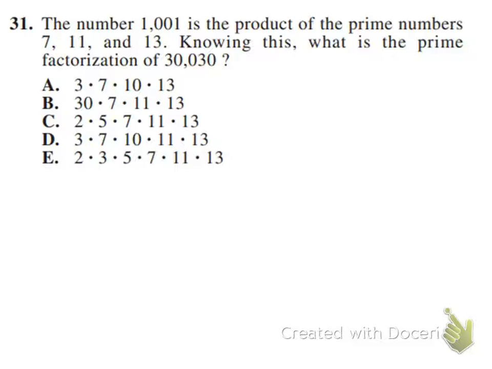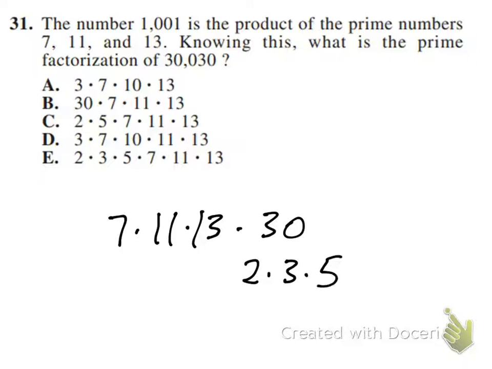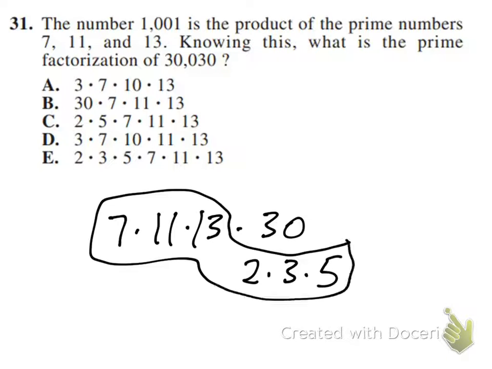Knowing this, what is the prime factorization of 30,030? Now, any idea what they multiplied 1,001 by to get 30,030? Looks like they probably multiplied it by 30, right? So if they added a factor of 30 to this, then our new prime factorization is going to be our old prime factorization times the prime factorization of 30, which is 2 times 3 times 5. So there's my new prime factorization that I'm looking for.